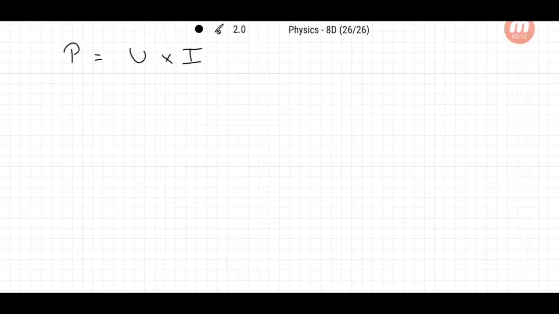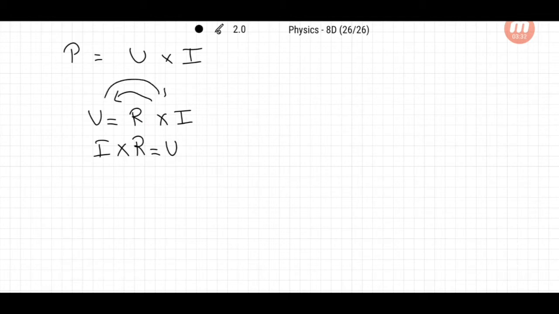I'll show it. Now, I know that P equals U times I, and for a resistor, U is equal to R times I. So if I want to adjust the formula, I times R equals U. So I equals U over R. I take R to the right, and since it's multiplication, it becomes division.